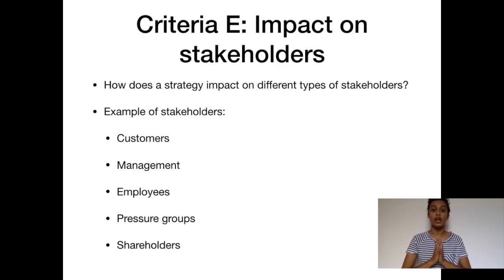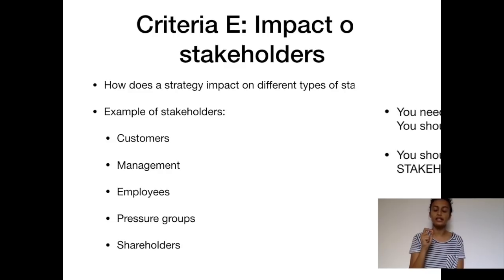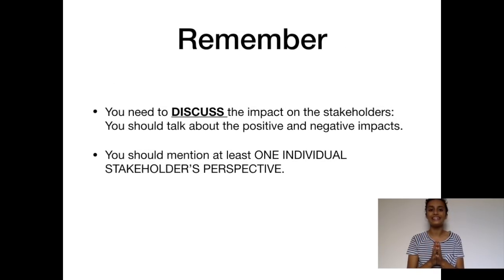So I suggest that for every point that you make, you talk about one stakeholder group. And the thing with this criteria is that you need to discuss the impact on the stakeholders. If you just state the impact, for example, if you say by applying X strategy, the customers will be more satisfied, right now, this is just mentioning, it's very superficial. You need to discuss the impact on the stakeholders.